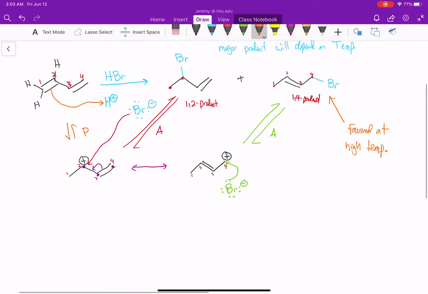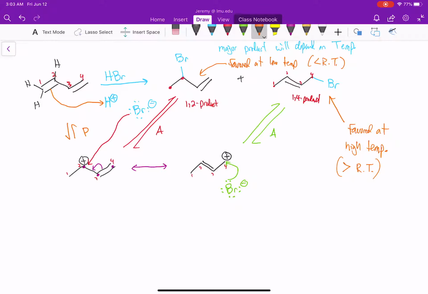For our purposes, we'll say anything greater than room temp. That's really going to depend on your substrate, but in our class, we'll just say anything higher than room temp will favor formation of that product. And the other product here is going to be favored at low temperature, and that'll be anything that's less than room temperature.